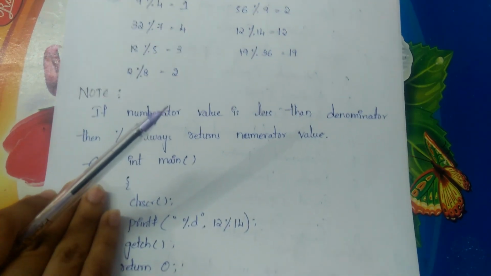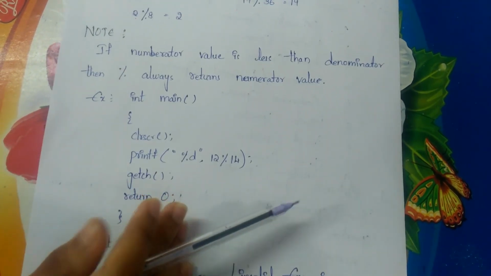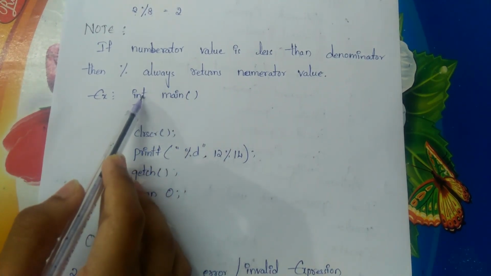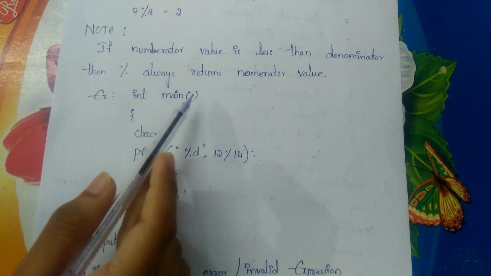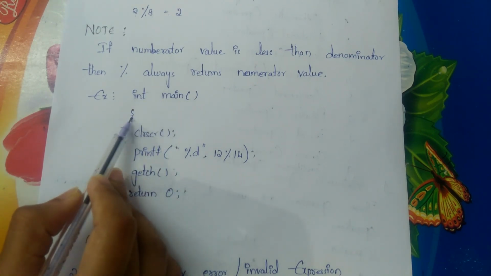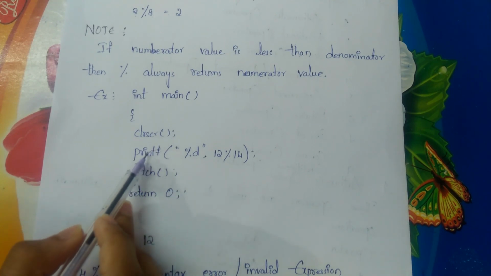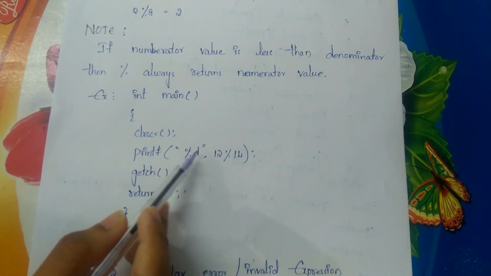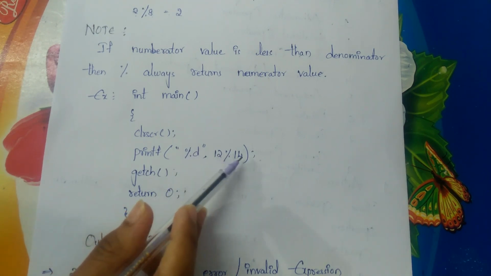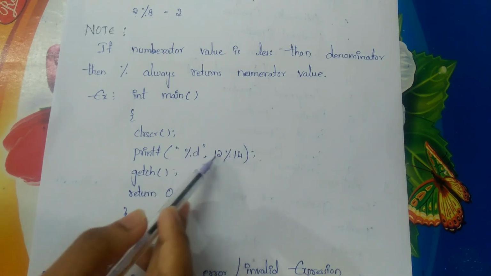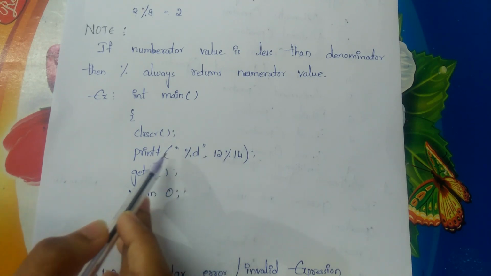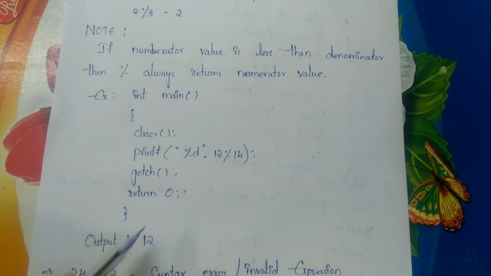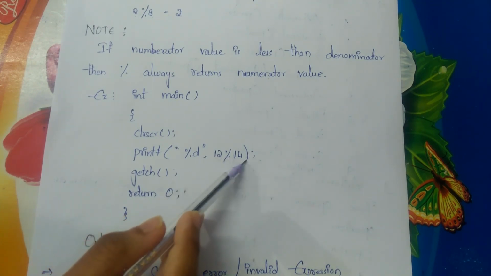Now the example is, we have to include the header files as we did in the previous one, and every time I will be writing from the main function. So int main, open the block, clear screen, and printf with %d. It performs this %d for 12 modulo 14. Whatever values we give here will be executed. So getch and return 0. The output we will get is 12, because here the numerator value is less than the denominator.